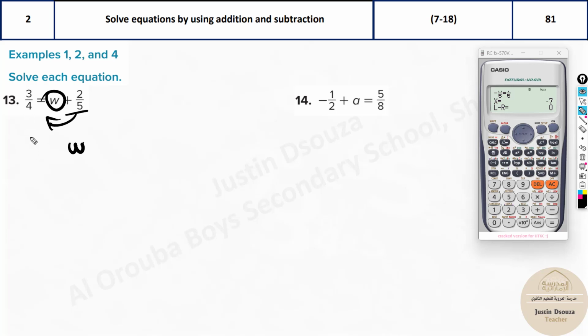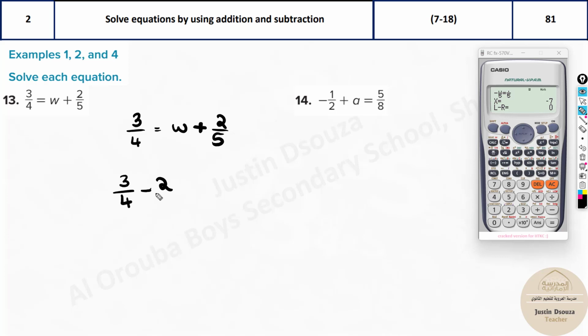Plus becomes minus. But now some students get confused. When they take it to the other side, they think, okay, 5 will go up, 2 will go down. No. I will tell you the difference between that. Now let's take this question itself. 3 by 4 equals w plus 2 by 5. Can you see this plus sign? This means this is added to it. When it goes to the other side, it will be 3 by 4 minus 2 by 5 equals w.